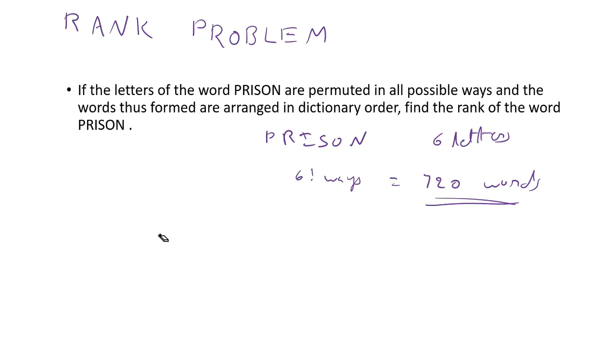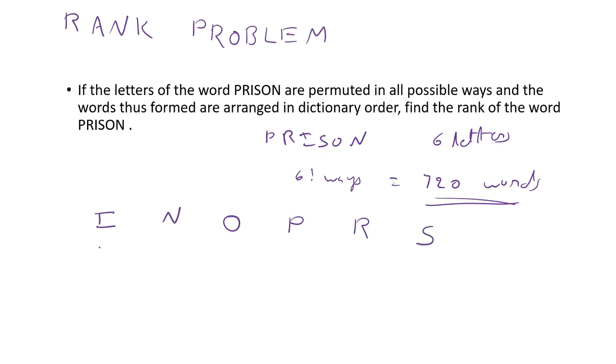First thing you have to do here is write down the letters of the word prison in dictionary order. So the letters in dictionary order are going to be I, after that N, after that O, after that P, after that R, and after that S.